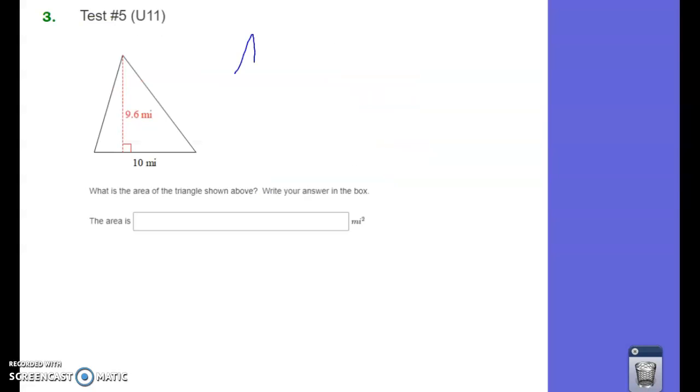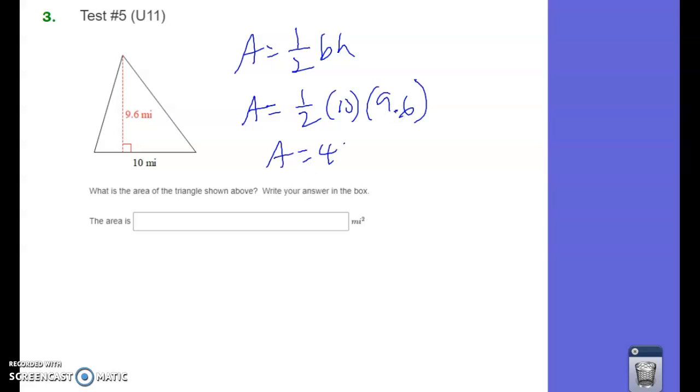Number 3, what is the area of the triangle? Area equals 1/2 base times the height. And take out your calculator. You do that, you should get exactly 48. Type it in the box.